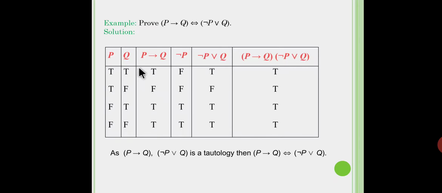Okay. So the LHS P implication Q has truth values true, false, true, true, and negation P or Q also has the same truth values true, false, true, true. Then both are equivalent. So P implication Q is equivalent to negation P or Q, and their biconditional has truth values true, true, true, true. As it is a tautology, P implication Q is equivalent to negation P or Q.